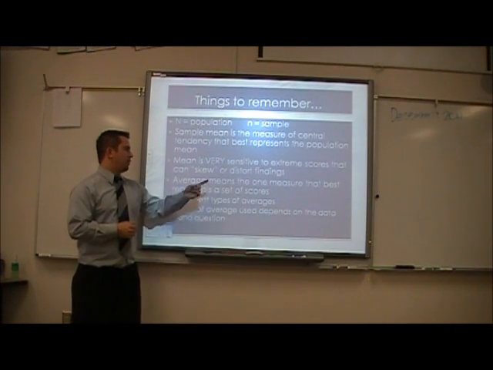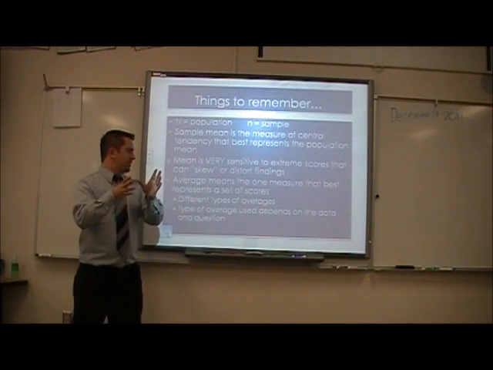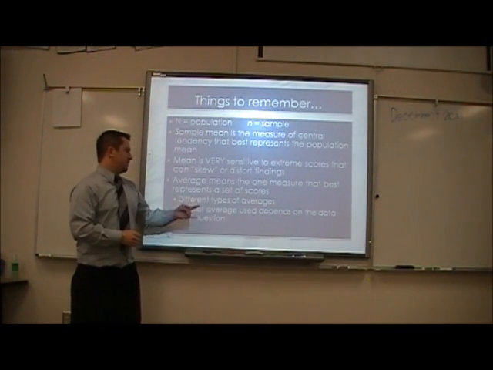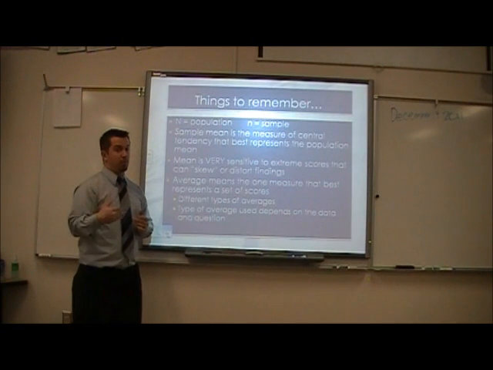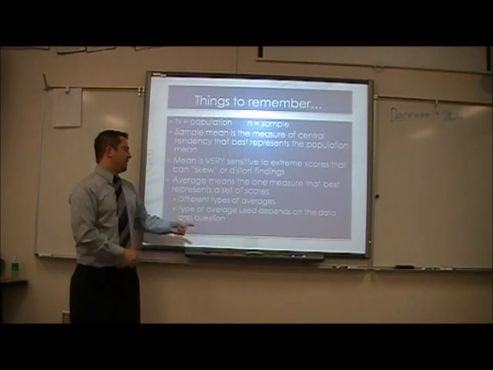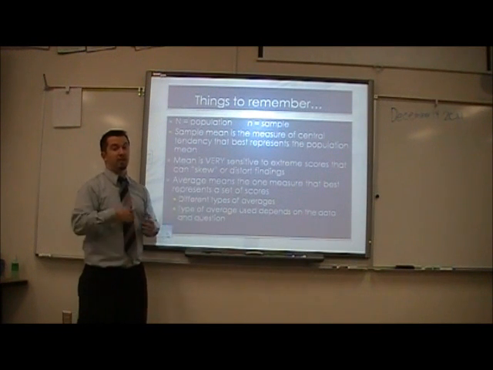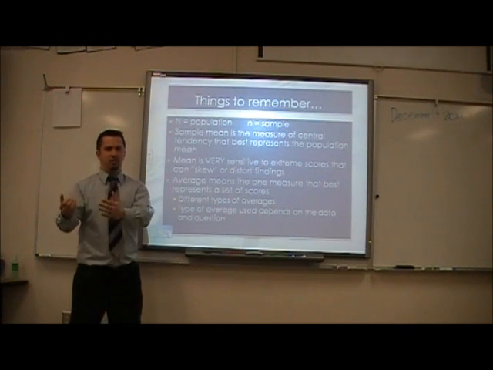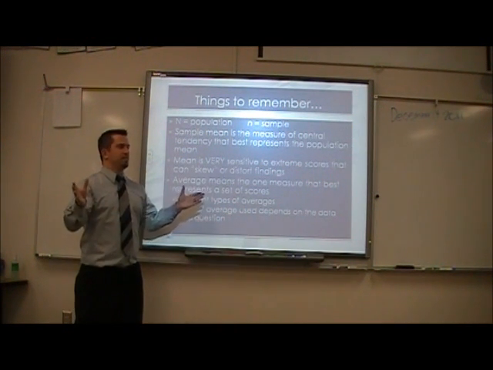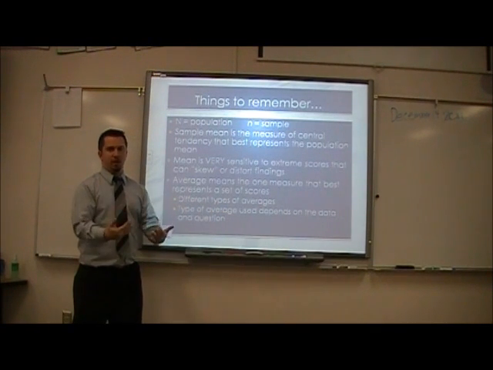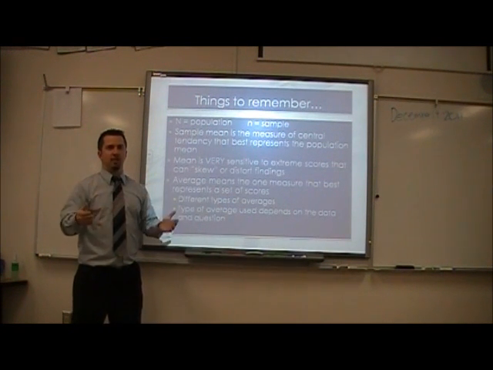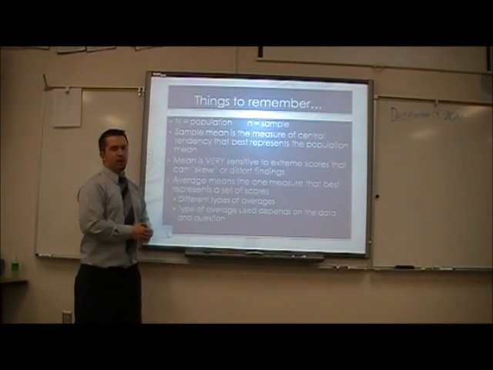Average means the one measure that best represents the set of scores, okay? That's your average. It just means what best represents that set of scores. Different types of average are mean, median, and mode, whichever one best represents it. The type of average used depends on the data set and, a lot of times, on the question. You'll hear a lot on the news that your median housing price is, well, it doesn't want all the houses added together divided by how many there are. It wants to know, from the least valuable to the most expensive, what's the dead middle. That's what it's talking about when we figure out what the exact middle is. That would be a good example for a median.